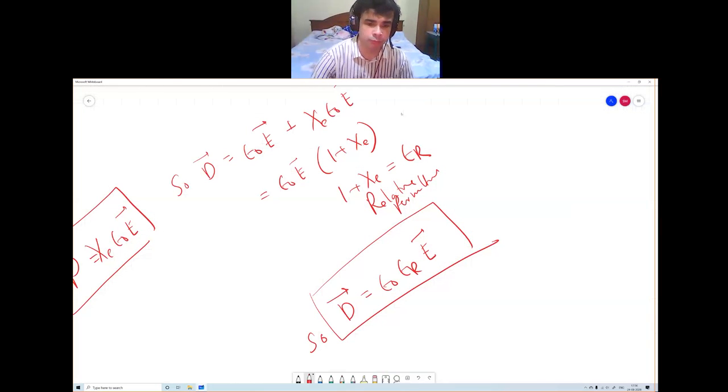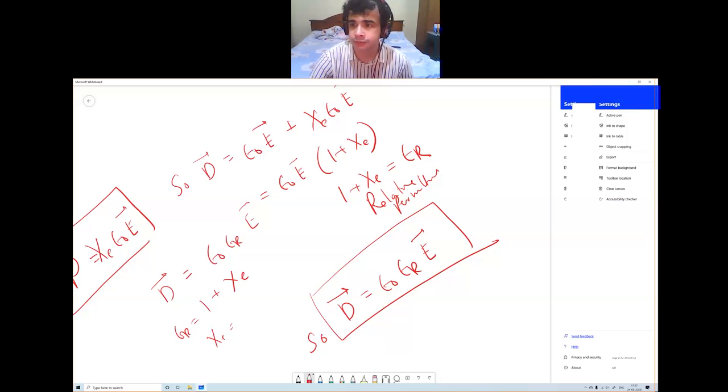So this is where we stopped. For dielectric materials, D equals epsilon naught E, where epsilon r was 1 plus chi e, where chi e is called electric susceptibility. Okay. So with that in mind, let us do something else.